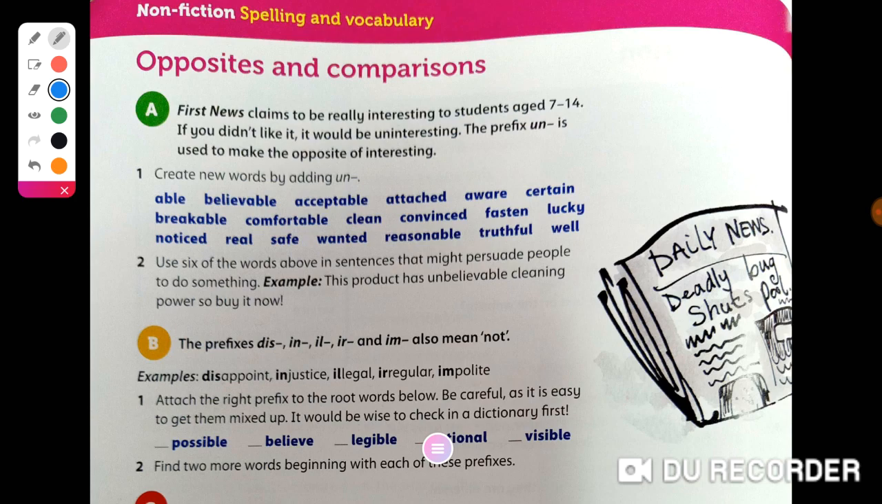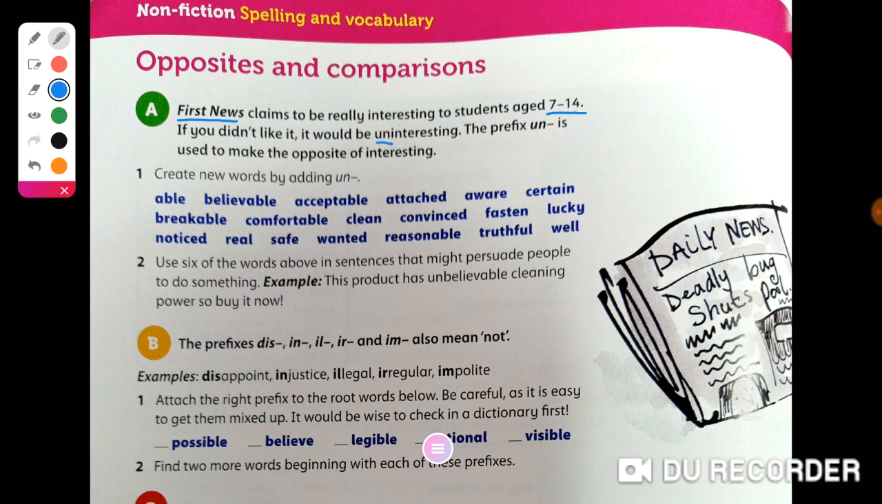If you didn't like it, it would be uninteresting to you. Then, if you were aged 7 to 14, your age is from 7 to 14, and you didn't like that First News or this article, it would be uninteresting to you.